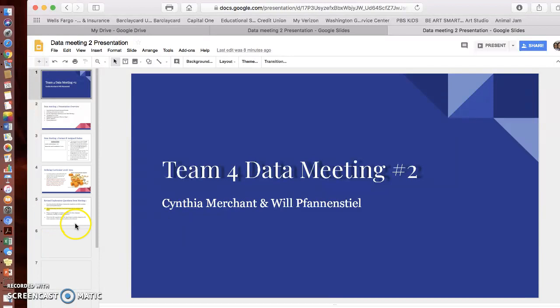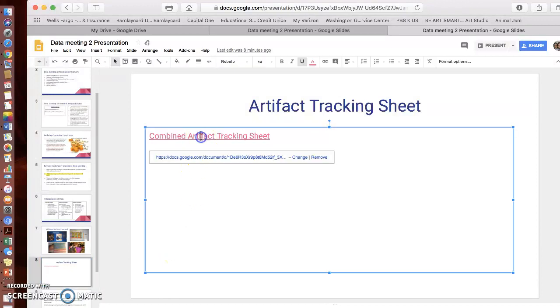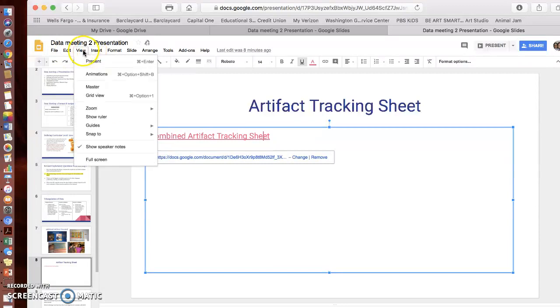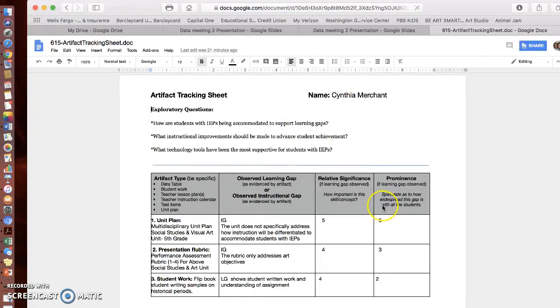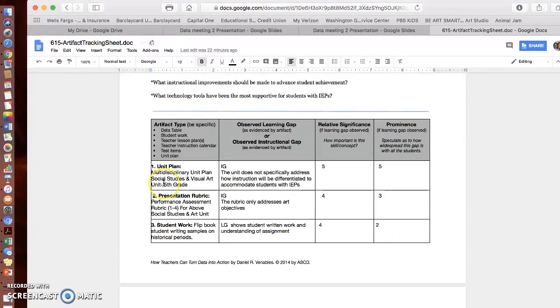And I'm just going to go back to where I left off, going back to our artifact tracking sheet. Okay, and basically our artifact tracking sheet shows you all of those artifact samples that we brought in. So again, I brought in a multidisciplinary unit plan of social studies and art. And this basically shows us what students were expected to do.